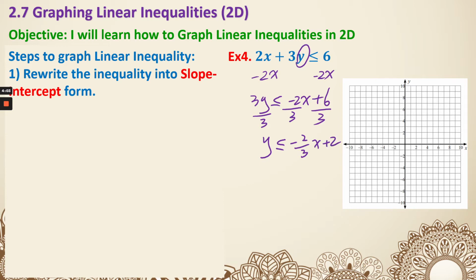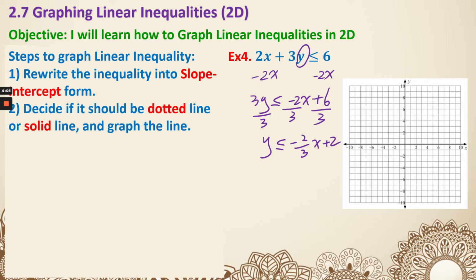That's the first step. Second step, we're going to decide if it should be a dotted line or solid line and graph the line. So in this case, it does have an equal sign, so we know it's going to be a solid line. So we're going to graph that line. 2 is right here, negative 2 over 3, so down 2 over 3, down 2 over 3, down 2 over 3. We have a lot of these points. This is a straight line, that's a solid line. We're just going to connect them and make a solid line.